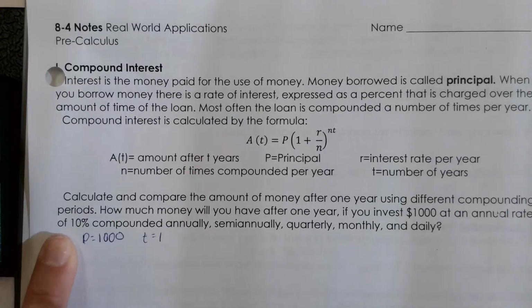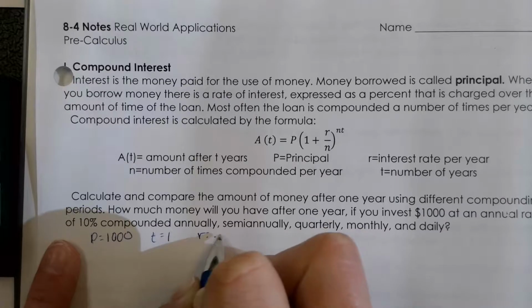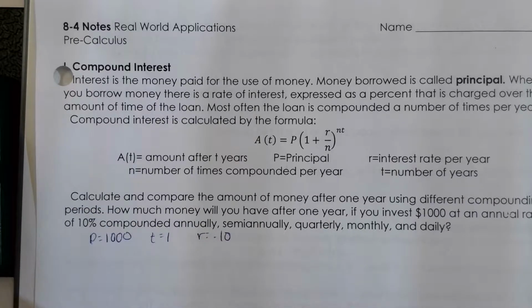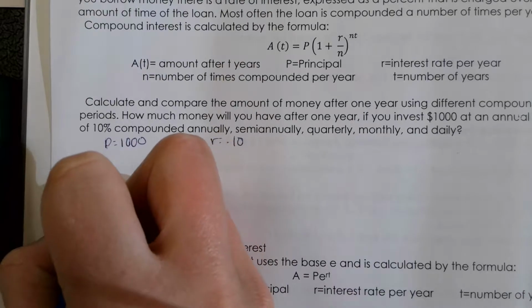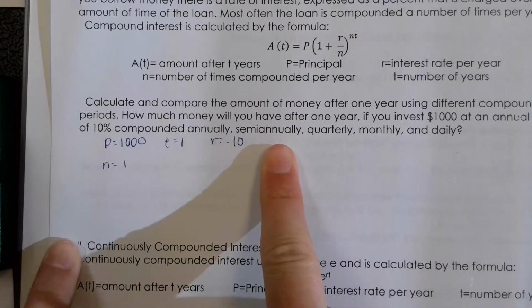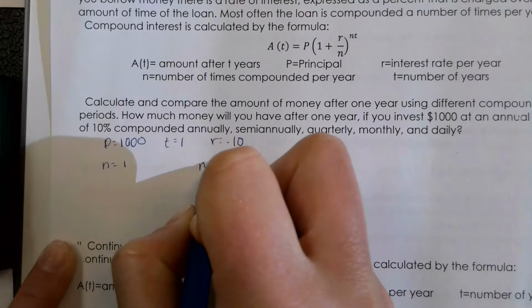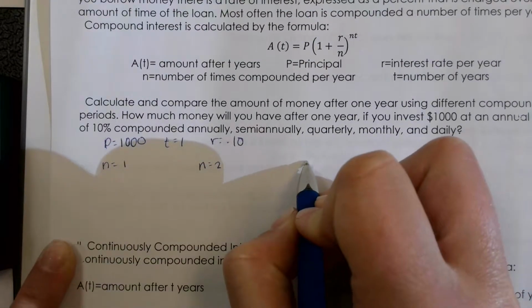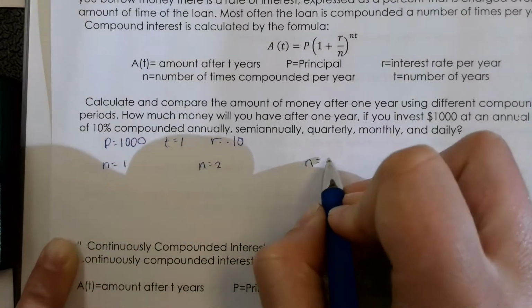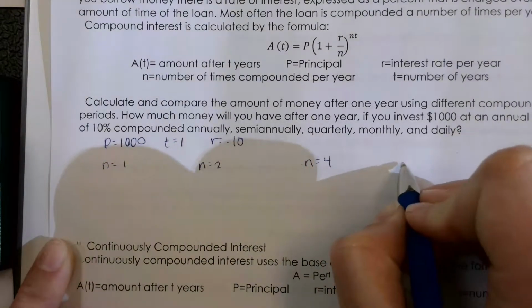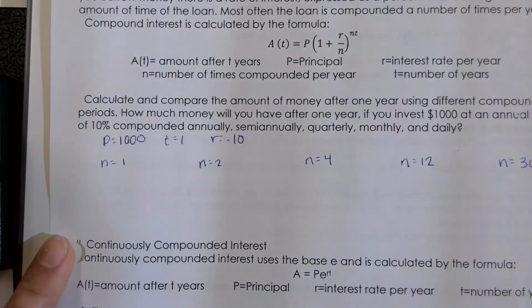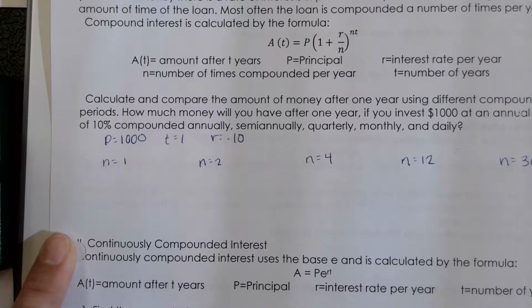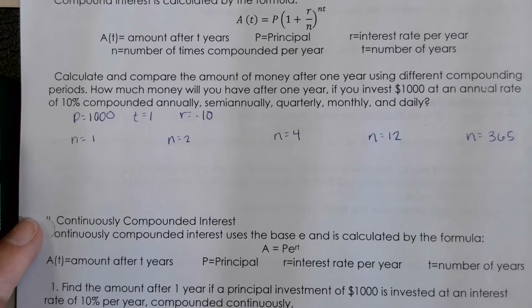Your rate was 10%, so how would you write that as a decimal? 0.10. And then the N values are going to change. If it's annually, how many times a year would that be? 1. So we're going to do it when N equals 1. And then semi-annually, how many times a year is that? 2. So we'll say N equals 2. What if it's quarterly? 4, right? Quarters means 4. Monthly? And daily. 365. That okay? Questions?